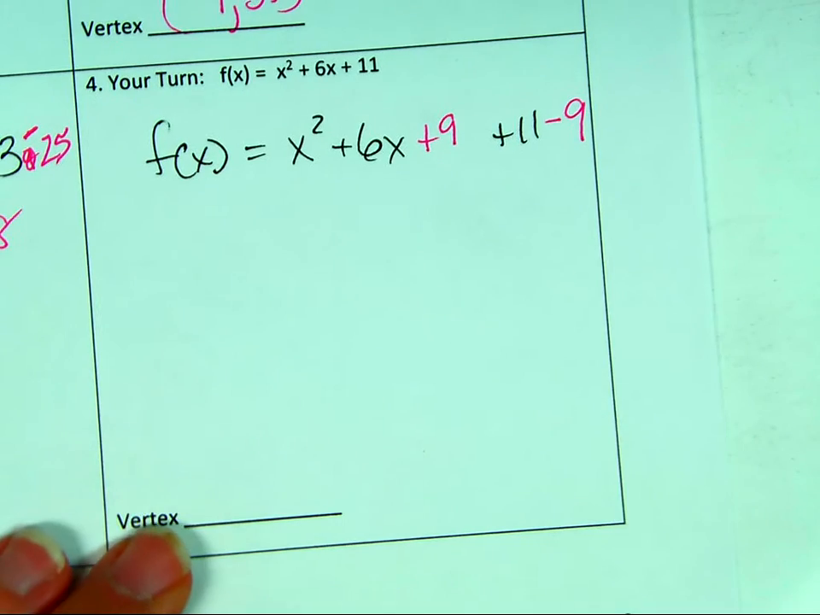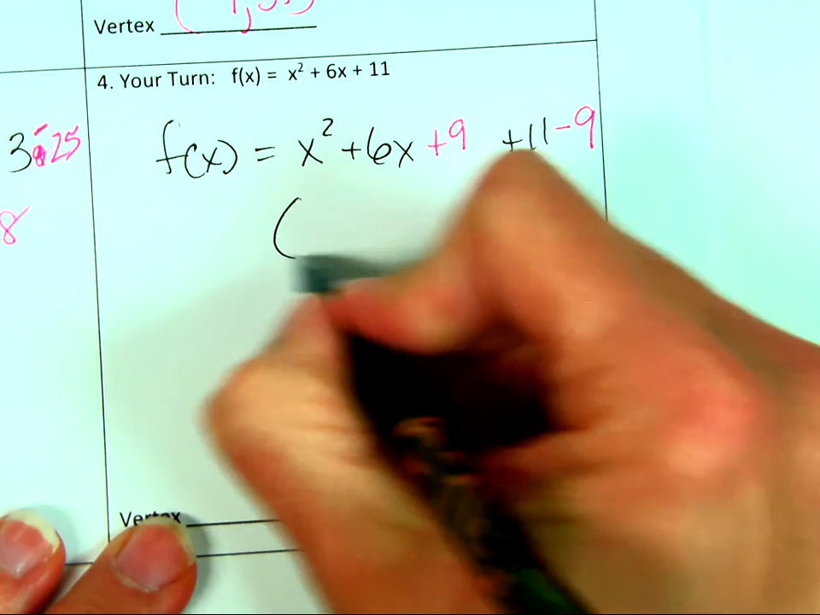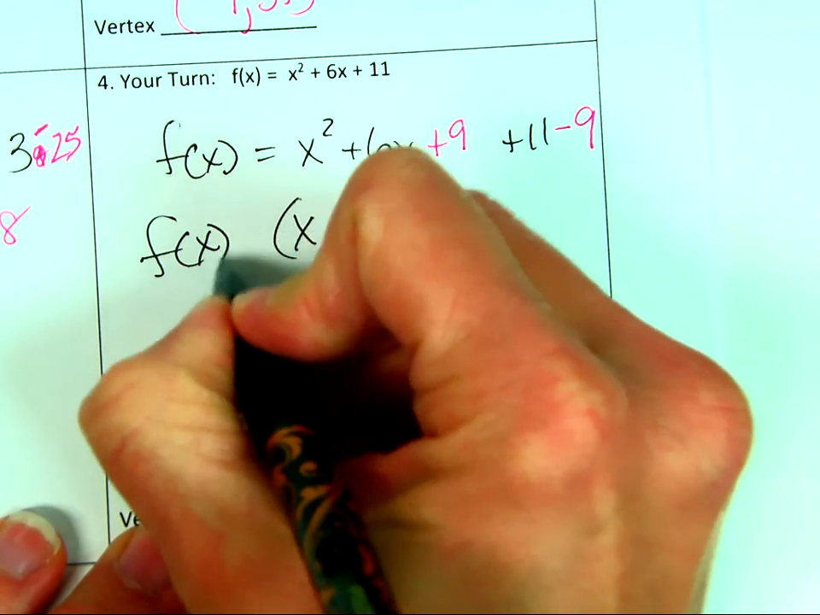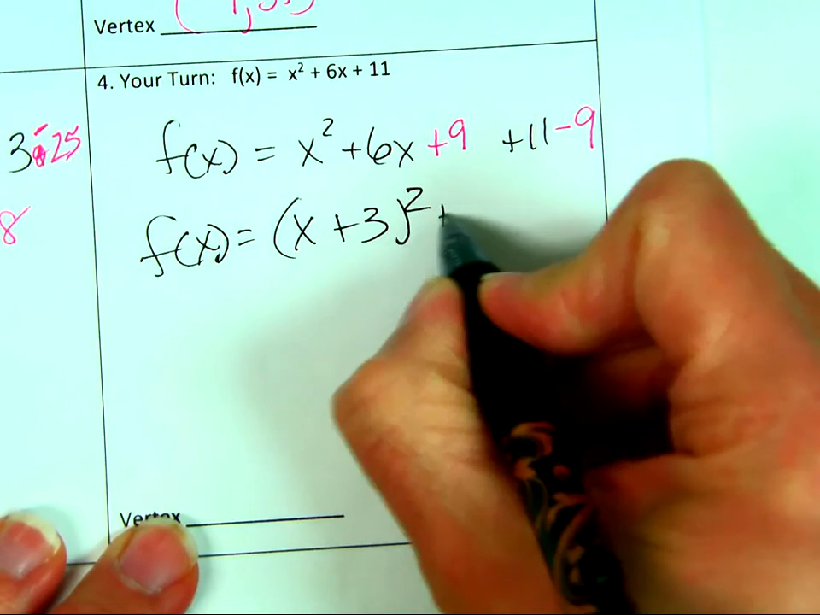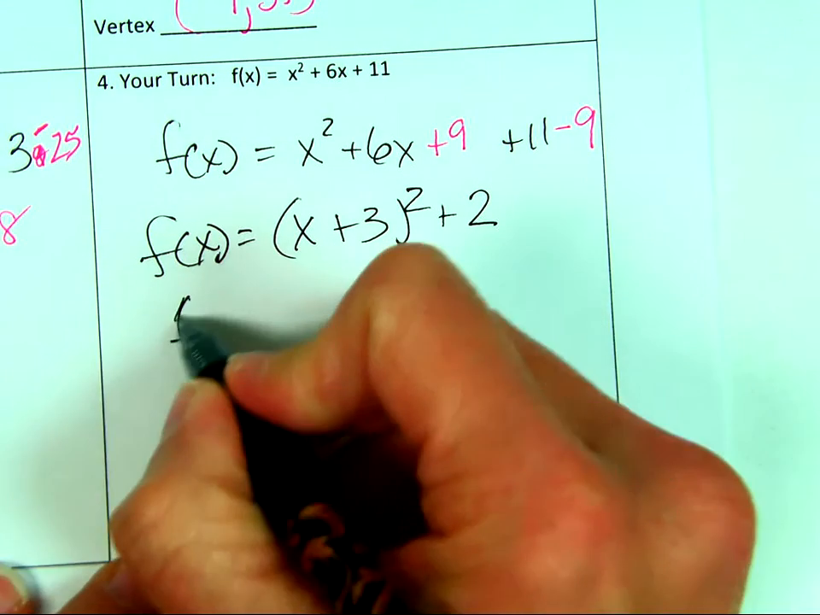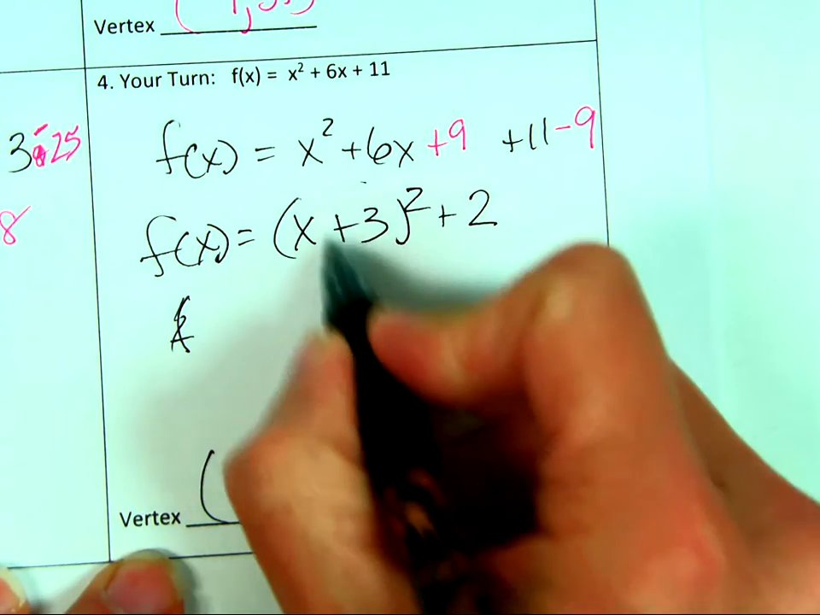All right, so here we go. We're going to factor x plus 3 squared, and then plus 2. Oh, we don't need to rewrite it. We just need the vertex. And the vertex is the opposite of this.